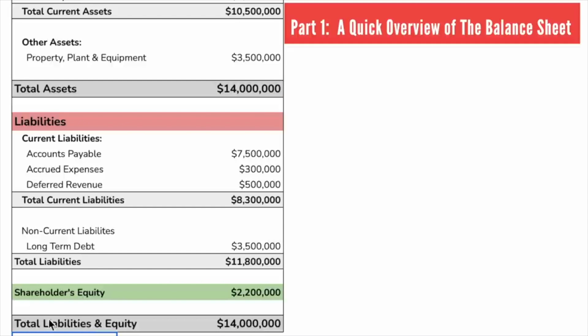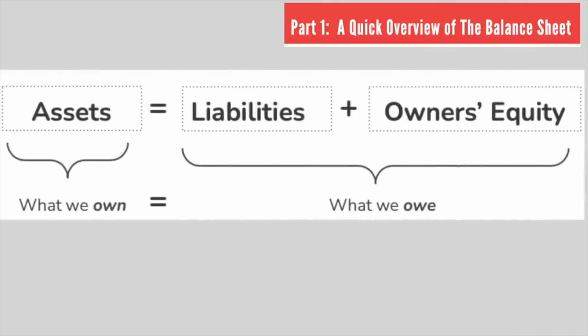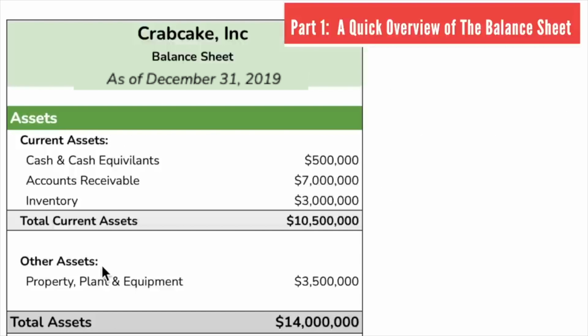Obviously liabilities is something that you owe to third parties, and equity is also something that the company owes, but it owes it to the owners of the company, right? So it's very easy. What you own in the company, or assets, will always equal what you owe, which is liabilities and owner's equity. All right, so let's go over assets real quick.